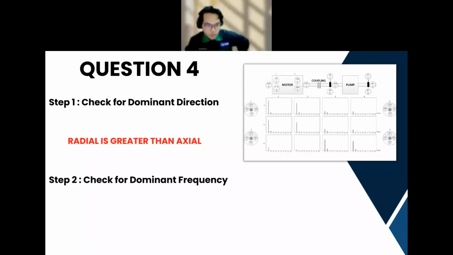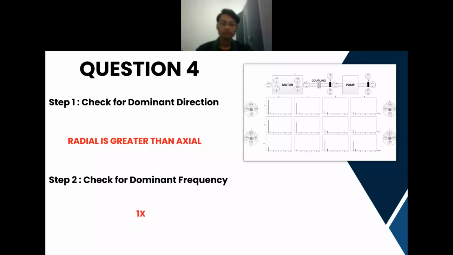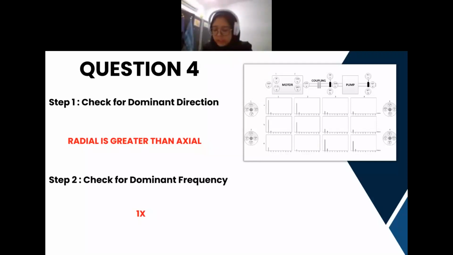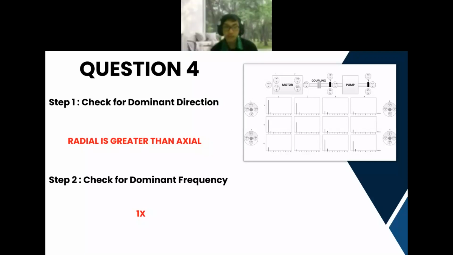So maybe we can check the dominant frequency. Actually, we can see that the 1x is more dominant than the others, with high vibration on the 1x. Alright, we can neglect the others: misalignment, parallel misalignment. I think the only cases we have are unbalance and looseness type A. Let's continue to the next step.